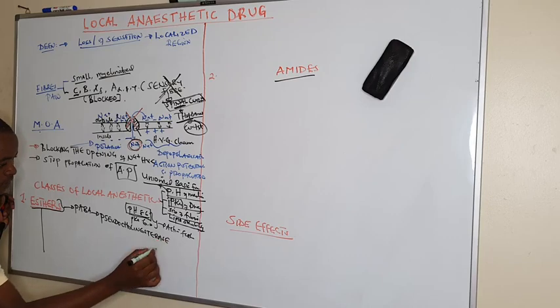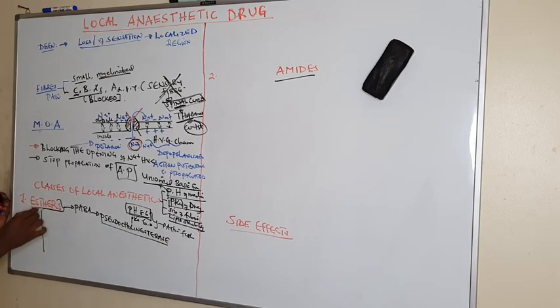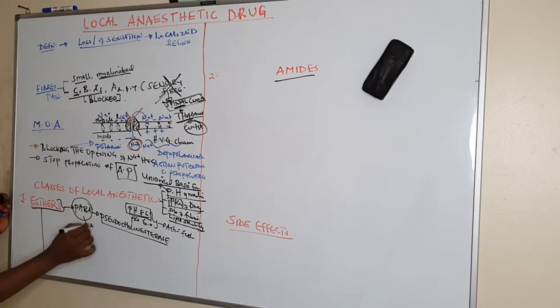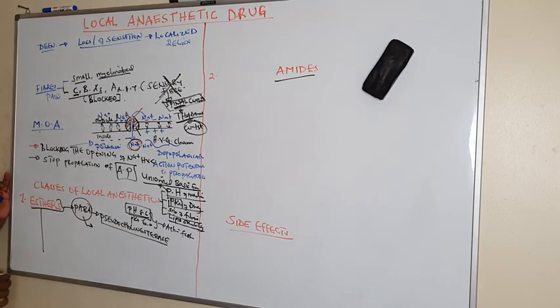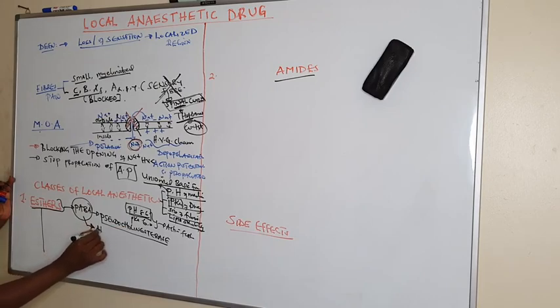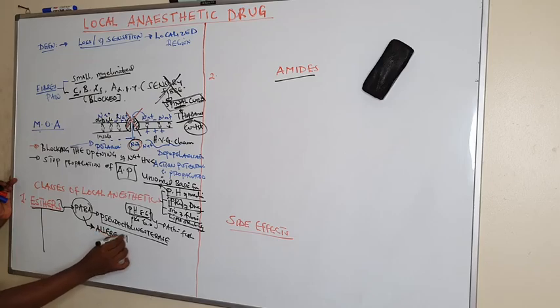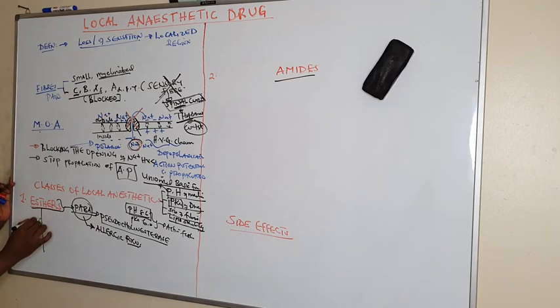It is the enzyme that breaks down the ester bond and releases PABA as a metabolite. And this PABA, released due to the action of the pseudocholinesterase enzyme in the body, is the one that brings about allergic or hypersensitivity reactions. So allergic reactions caused by esters are due to accumulation of PABA metabolite after being degraded by this pseudocholinesterase enzyme. And that's why we say that these esters are short acting, and they are less potent compared to the amides.